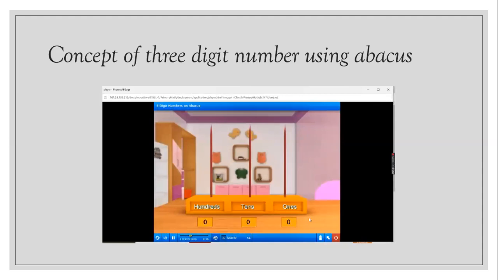Each bead at the tens place represents 10. So, using 1 to 9 beads at the tens place, we can represent the numbers 10, 20, 30, 40, 50, 60, 70, 80, and 90.